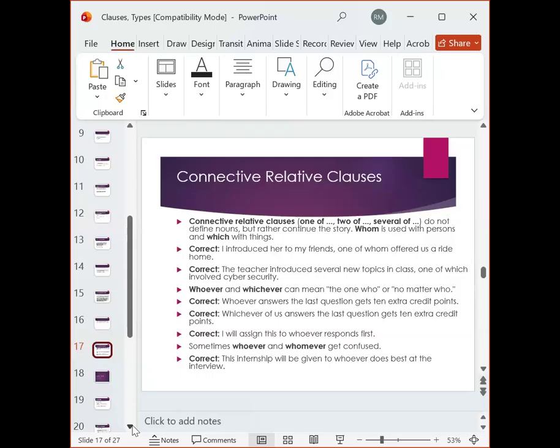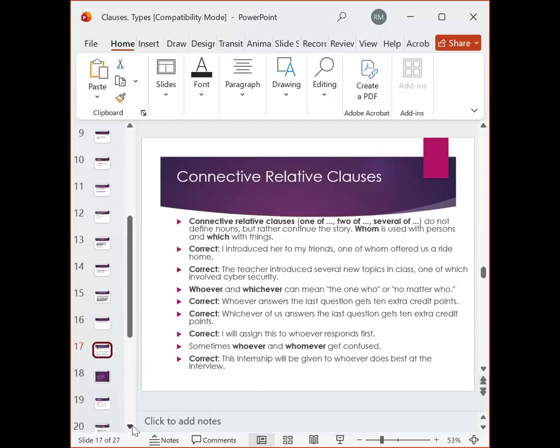So when you see things like one of whom, one of which, they are all relative clauses. And of course, the key thing should be there, finite verb and the subject. So in this context, one of whom offered us a ride. Offered is a finite verb. One of whom, so the subject of offered is one. Of whom is telling us that it is one of them. It's like saying one of them. Okay.